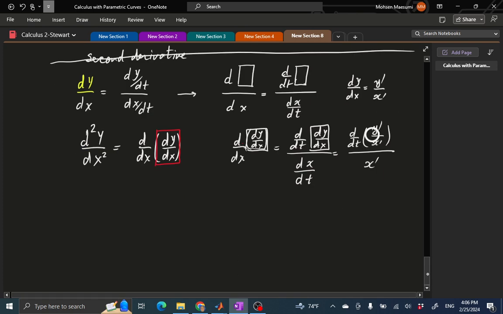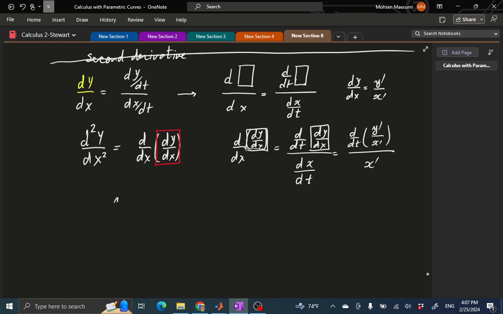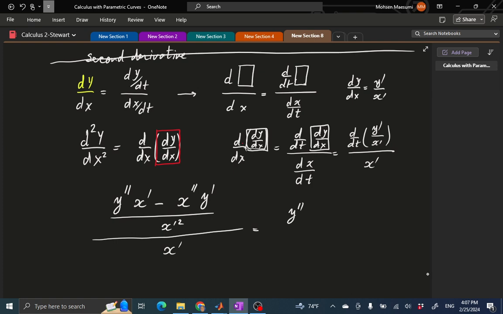Now in the numerator, I'll just use the quotient rule. There's a y prime there, and its derivative will be y double prime. Derivative of numerator times denominator minus derivative of denominator times numerator, divided by denominator squared. And the whole thing is divided by x prime. So when I simplify this, I get y double prime x prime minus x double prime y prime, over x prime to the power 3, since 2 powers and 1 power become power 3.